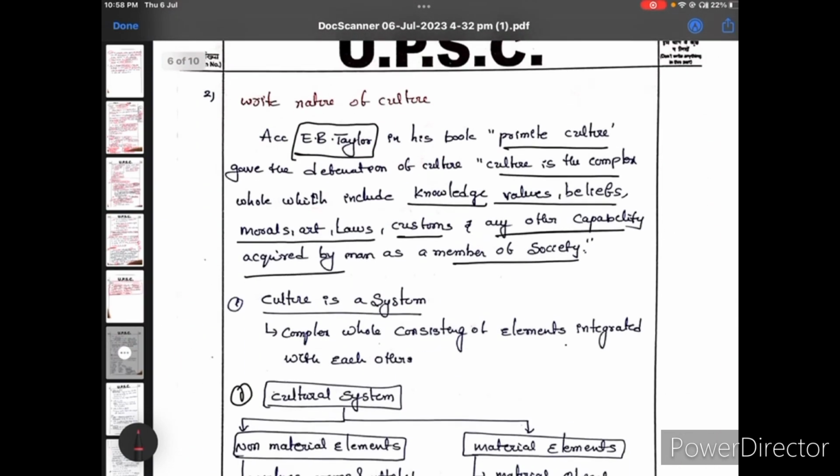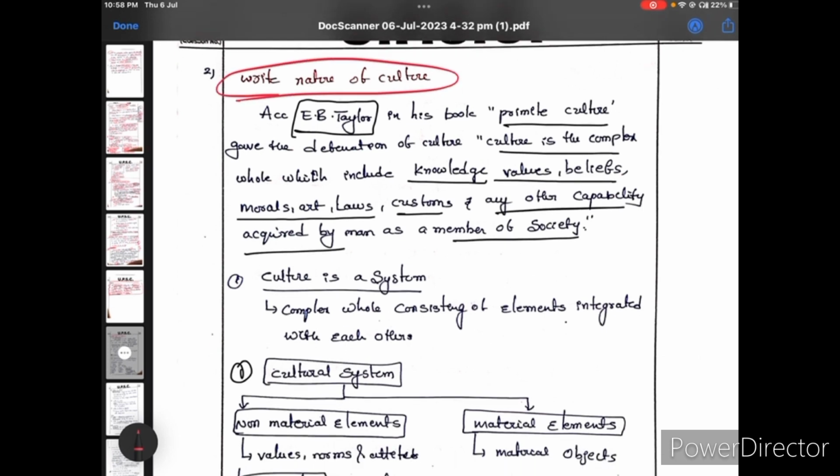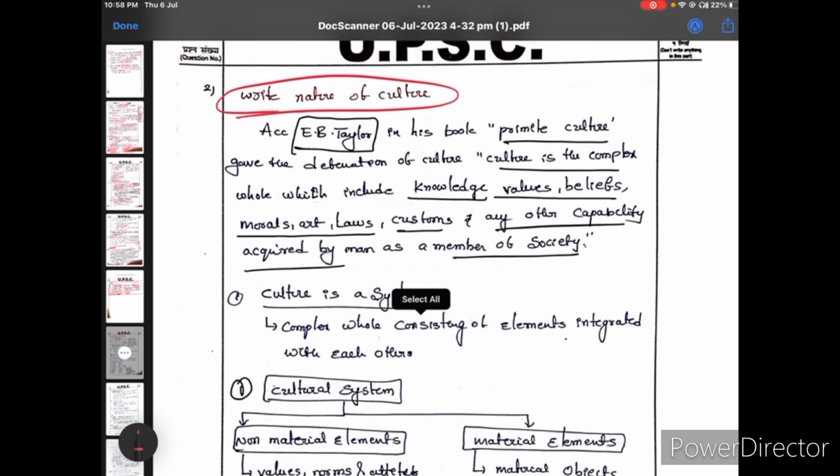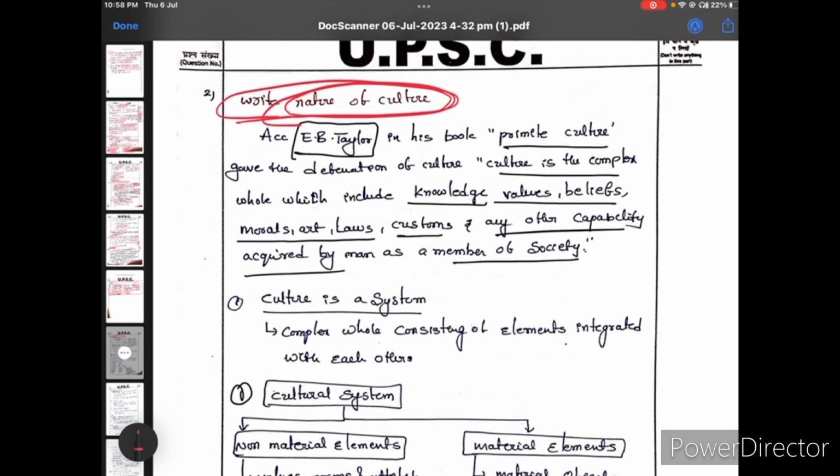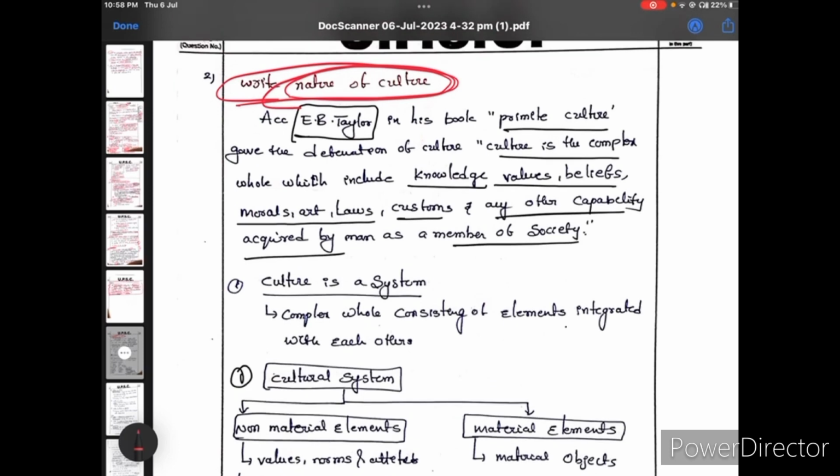And next question, come to the nature of culture. So when you are asked a question about the nature of culture, what can you write here? This is the important thing. See, first take the definition of an anthropologist. So here I used Taylor's definition. In his book Primitive Culture, he defined: culture is a complex whole including knowledge, values, beliefs, moral laws, customs, and any capabilities acquired by man as a member of society.